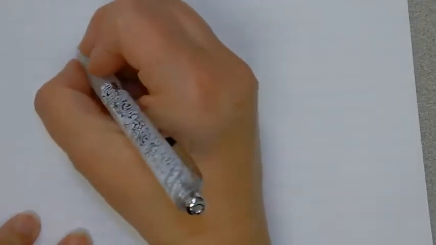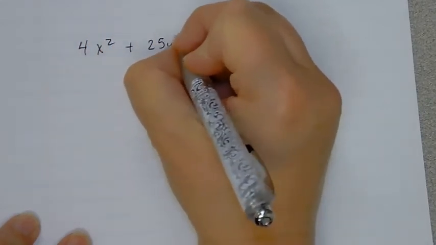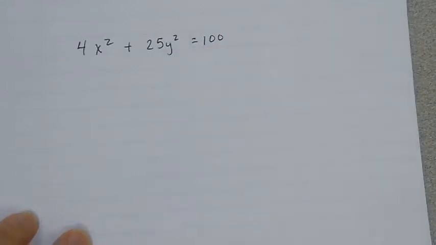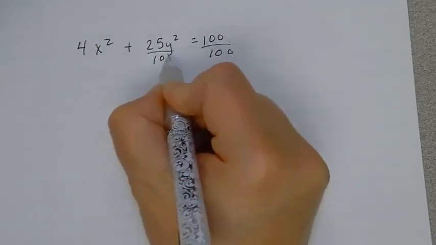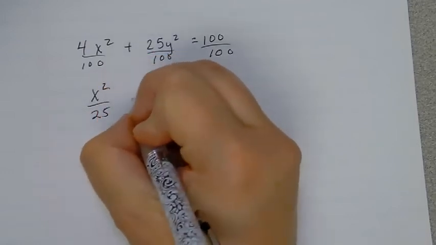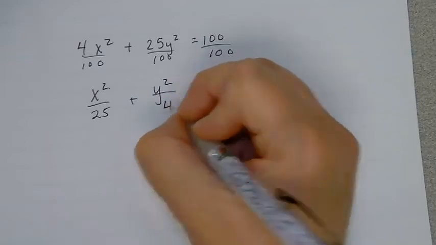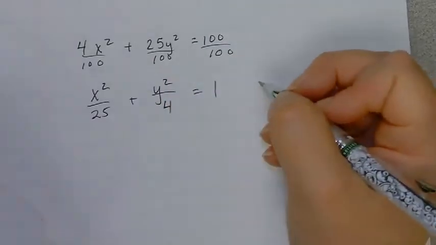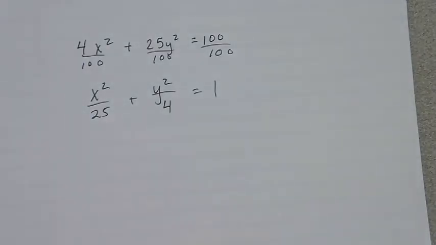Let's do the ellipse 4x squared plus 25y squared equals 100. Know that when you're talking about an ellipse, this always has to be 1. So to start this problem, I'm going to have to divide everything by 100. So I get x squared over 25 plus y squared over 4 equals 1. Since the number under the x is bigger than the number under the y, I know this is going to be longer horizontally than it is vertically.